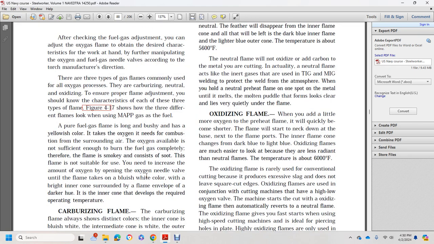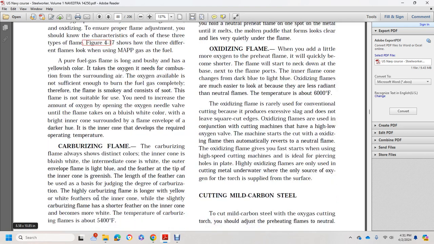A pure fuel gas flame is long and bushy and has a yellowish color, and it takes the oxygen it needs for combustion from the surrounding air. The oxygen supplied is not sufficient to burn the fuel gas completely. Therefore, the flame is smoky and consists of soot. This flame is not suitable for use, so you need to increase the amount of oxygen by opening the oxygen needle valve until the flame takes on a bluish-white color, with a bright inner cone surrounded by a flame envelope of a darker hue, where the inner cone has developed the required operating temperature: the carburizing flame.